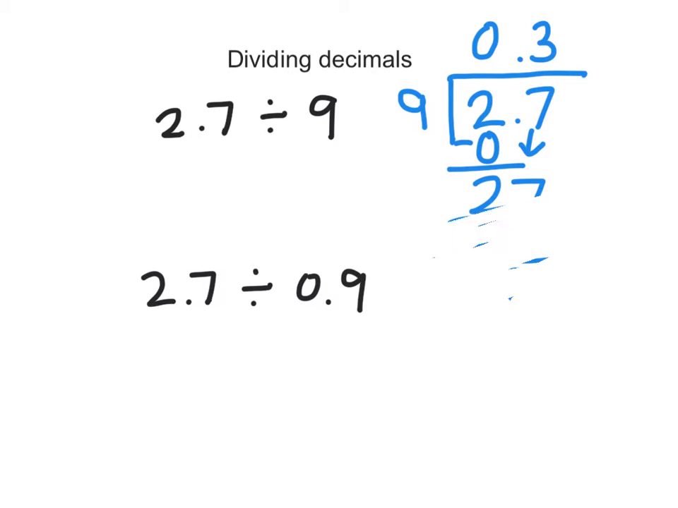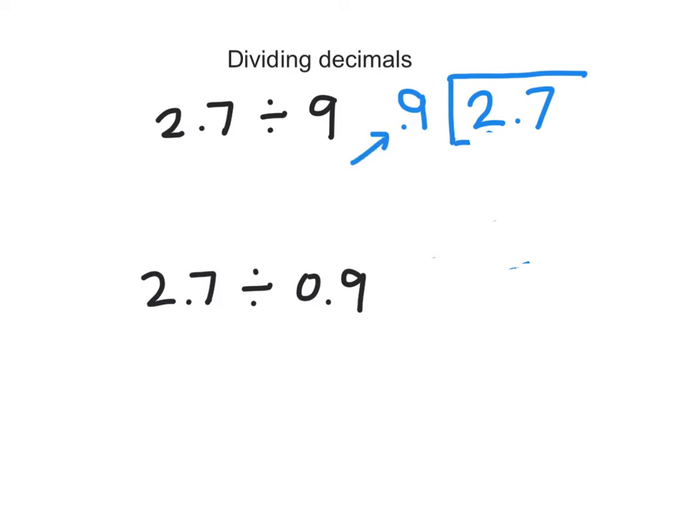The next one is very, very similar. Okay, and I'm going to erase this part of it and erase our answer. But this time we have a decimal, 0.9, that's dividing into 2.7. So whenever we divide with divisors, that's what this number is called. It's called divisor. Whenever it has any decimal places, we have to get rid of them. We always want our divisor to be a whole number.